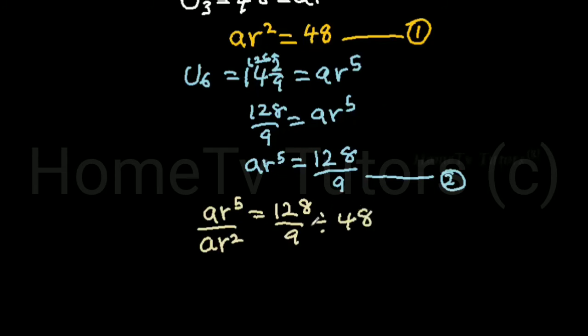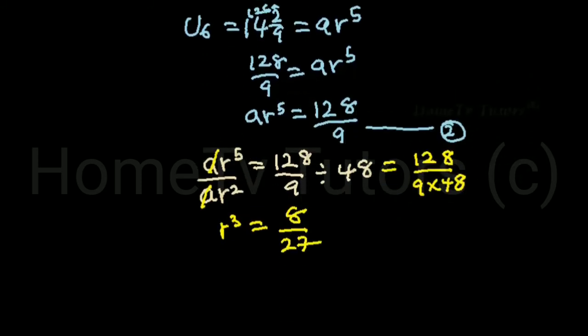Okay, so now a cancels a, r to the power of 5 divided by r to the power of 2, so we have r to the power of 3, which is equal to, by the time we change the division sign to multiplication sign, we have the 48 at the denominator. So we have 128/9 times 1/48, and that will give us 8/27. So now, if we cube root both sides of the equation, r cubed is eliminated from the left hand side. So we have r equals the cube root of 8/27, which is equal to 2/3, because the cube root of 8 is 2 and the cube root of 27 is 3.